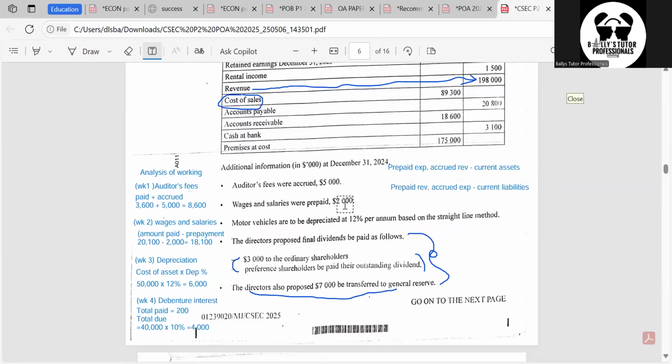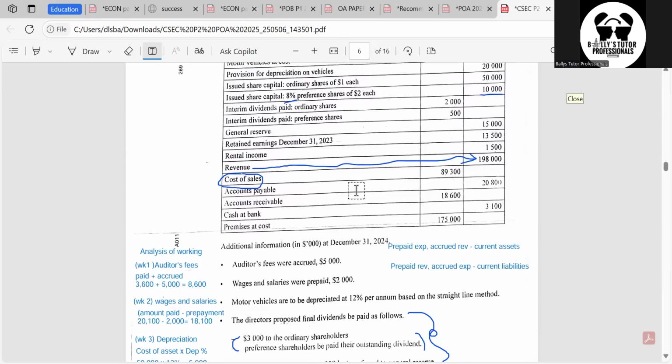So wages paid in advance would be a prepaid expense, which is a current asset. If you can't remember, just think about who owes who. If they owe us, it's a current asset. So prepaid expense, I pay an expense in advance, you now owe me what I paid for. That is a current asset. Accrued revenue, sorry, you owe me revenue, that's a current asset. Prepaid revenue, you paid me revenue, so now I owe you what you paid for. That's a current liability. Accrued expense, I am owing on an expense, that's a current liability. Think about who owes who.